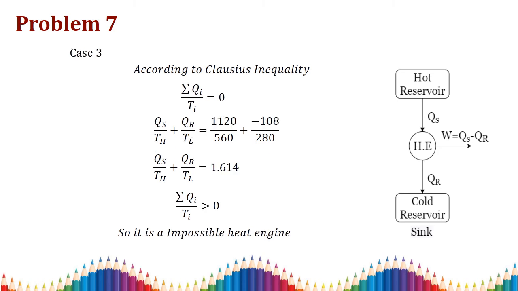And for case 3, again you apply the Clausius inequality equation, summation of Qi by Ti equal to 0. So that is Qs by TH plus Qr by TL. Then you substitute the same values. Instead of Qr, the third case value is heat rejected as minus 108 kilojoule. Then your value will be 1.614. The cyclic integral of dq by T is greater than 0, so it is an impossible heat engine.